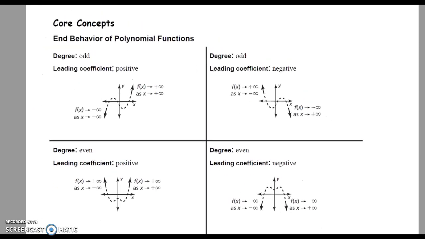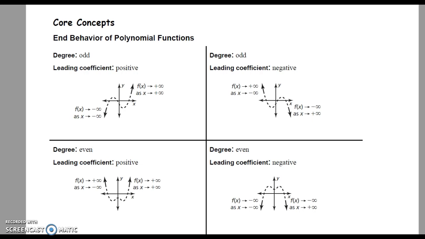Now let's look at the core concept. Here in the core concept, we can see if the exponent of the function is odd, but the number in front is positive, the graph will look like the top left. If it's odd, but the leading coefficient's negative, it'll look like the top right. And then you can see what the graphs will look like if the exponents are even. Now the portion that's dotted, we're not exactly sure what happens in the middle, but we're sure of the arrows, or the end behavior, of these polynomial functions.